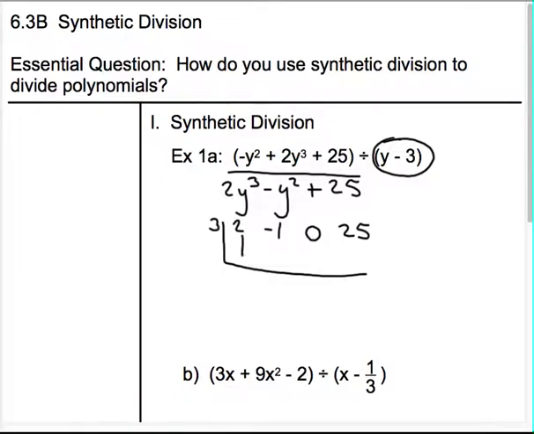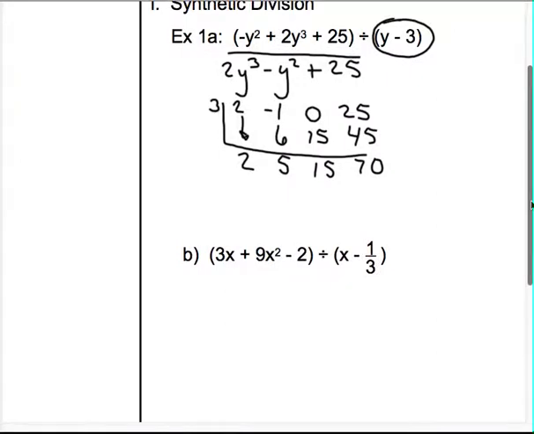First thing we do is drop down our first number, which is 2. And then we multiply. 3 times 2 is 6. We add this time, whereas in long division you subtract, this time we add. 6 plus -1 is 5. 5 times 3 is 15. Plus 0 is 15. Times 3 is 45. Plus 25 is 70.